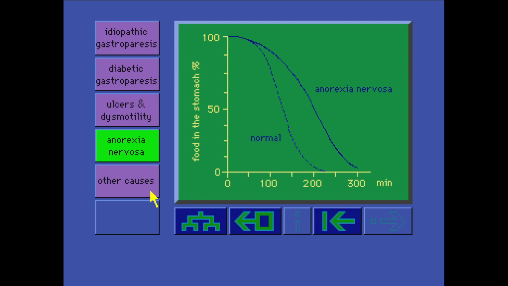Whether the psychic disorder has led to secondary gastric dysmotility, or whether primary dysmotility and associated symptoms have generated a resistance to food intake precipitating the psychic disease, is at this moment an unresolved question.